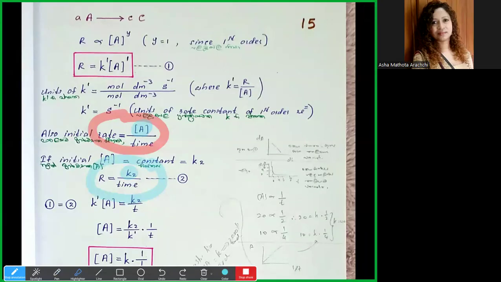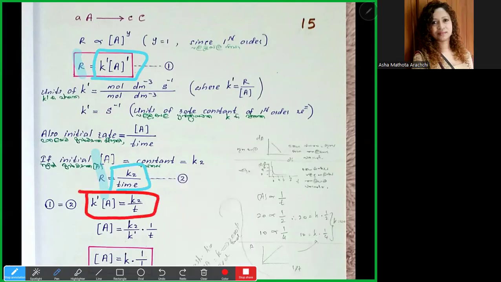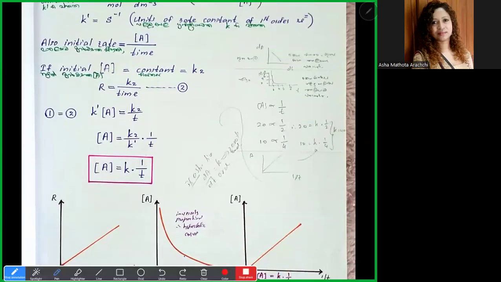Here, remember, rate equals K prime A to the power 1. Rate equals K2 over time. Rate cancelling off, so I can write K prime A to the power 1 equals K2 over time. From that, if I make A the subject, this K prime goes to the other side. Then K2 divided by K prime is supposed to be equal to K. So that 1 over T, I'm just writing here, so that A equals K into 1 over T.